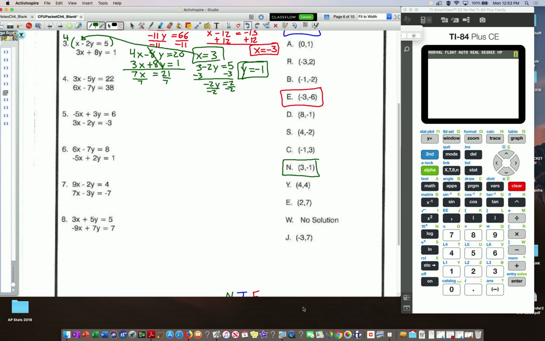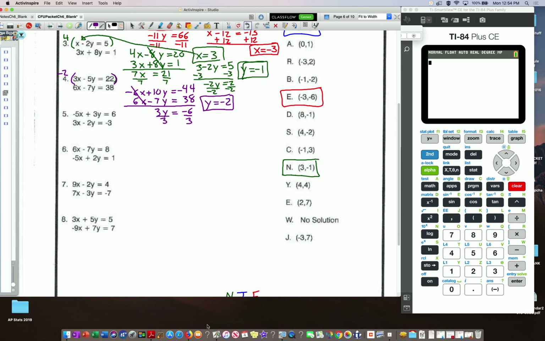All right, number 4. So when I look at number 4 here, 3 does go into 6 2 times. Sorry, meant to switch colors, so let me switch colors here, just because it makes it probably easier for you guys to see it. So I'm going to multiply that equation by negative 2. So I get negative 6x plus 10y equals negative 44. The other equation I can just copy. So now, add them together. Cross out. 3y equals negative 6. Divide by 3. y equals negative 2.